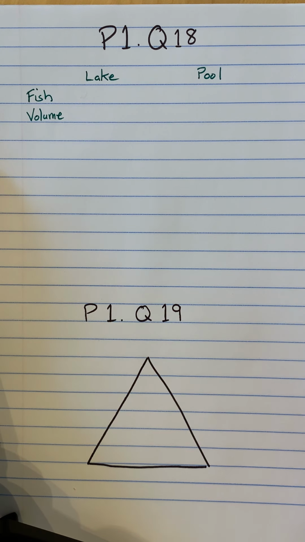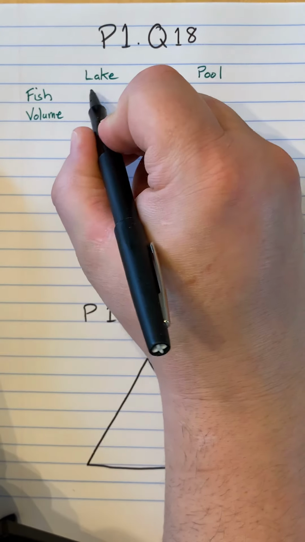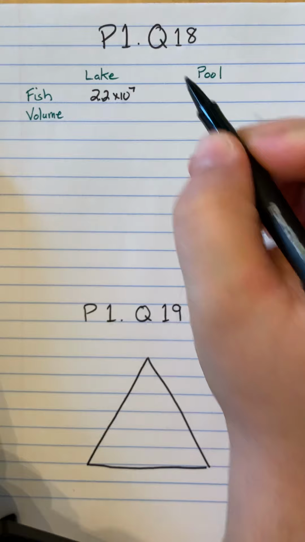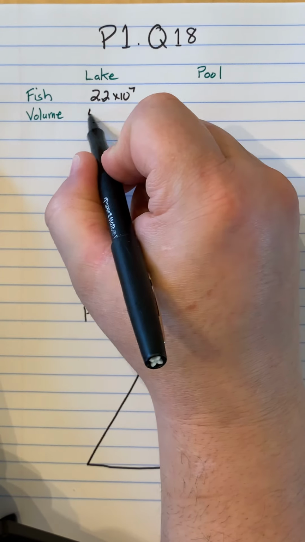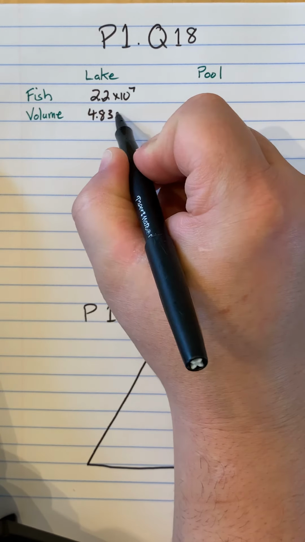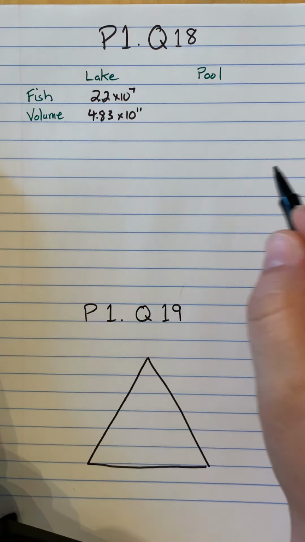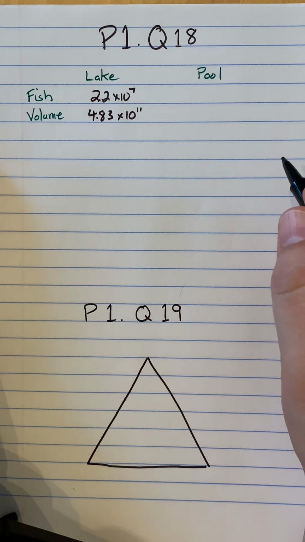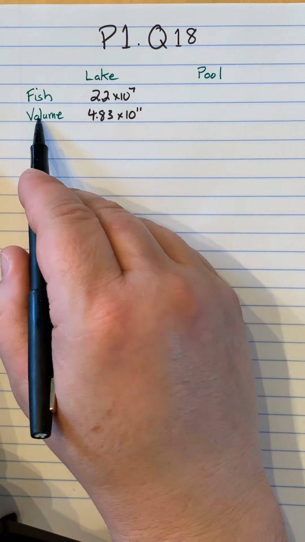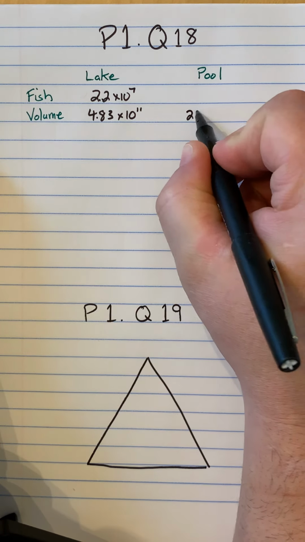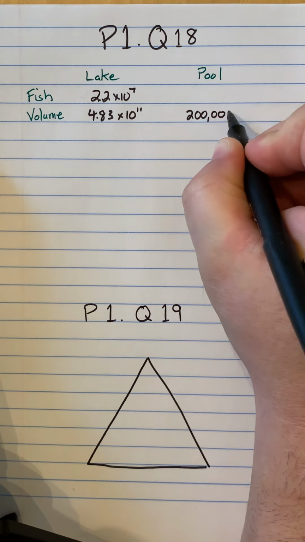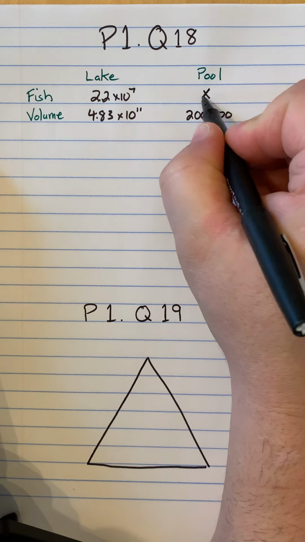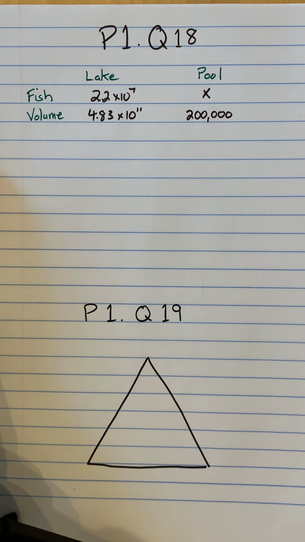There are 2.2 times 7 times 10 to the 7th fish in the lake. The total volume of the lake is 4.83 times 10 to the 11th. Now, what do they tell us about the pool? They say the pool has a volume of 200,000 cubic meters. Notice volume is on the bottom, so we have to put 200,000 cubic meters on the bottom. We don't know how many fish should go there. That's what we're trying to figure out.